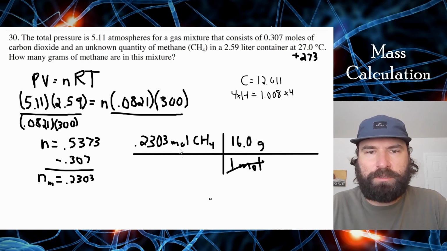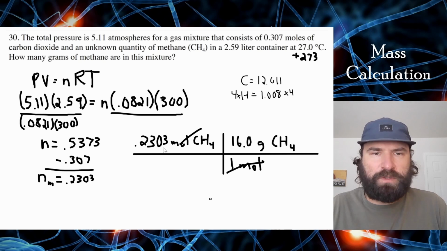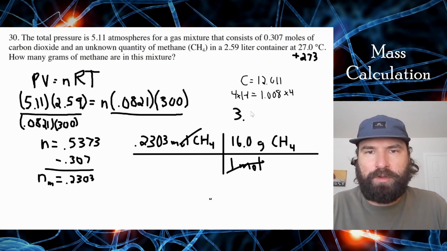We cancel out the units here. We've made it to grams of CH4, which is exactly what they're asking about. So after we multiply these two numbers, we're going to get a mass of 3.68 grams. And that is our final answer.